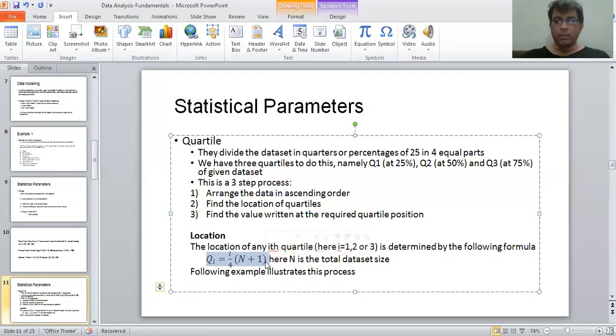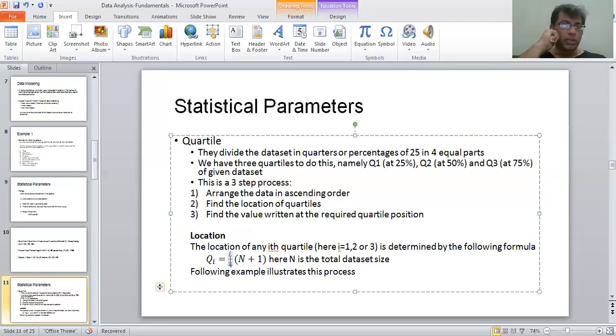So I upon 4 means 1 upon 4, that means 0.25, 25th percent position. When I is 2, it is 2 upon 4, which is 1 upon 2, that is 0.5 or 50th percent position. And when I is 3, then this portion would be 3 by 4, that means 0.75, the 75th percent position of n plus 1.